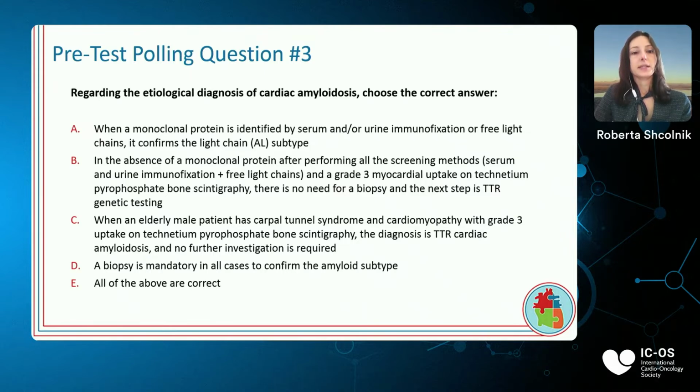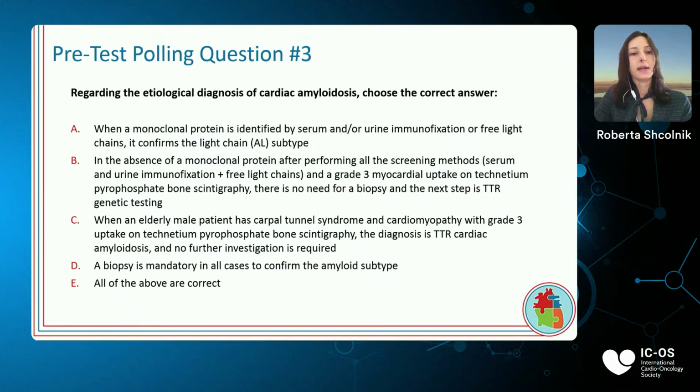B. In the absence of a monoclonal protein after performing all the screening methods, and a grade 3 myocardial uptake on technetium pyrophosphate bone scintigraphy, there is no need for a biopsy, and the next step is TTR genetic testing.